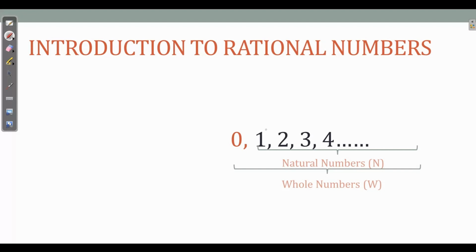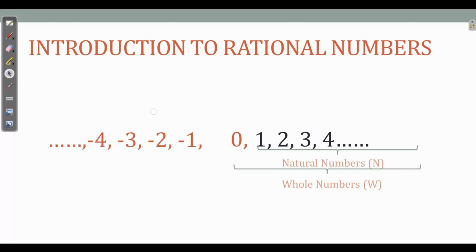And for these whole numbers, if we add the negative natural numbers, here we have seen that natural numbers are like 1, 2, 3 and so on. If we add minus to these natural numbers, those are called negative natural numbers. So for the whole numbers, if we add the negative natural numbers, those are called integers.